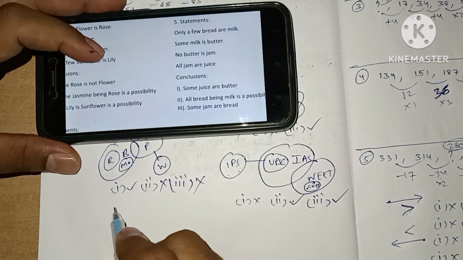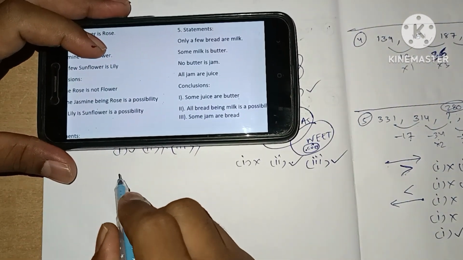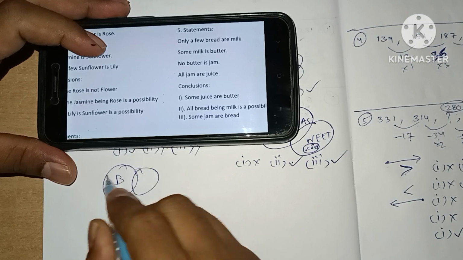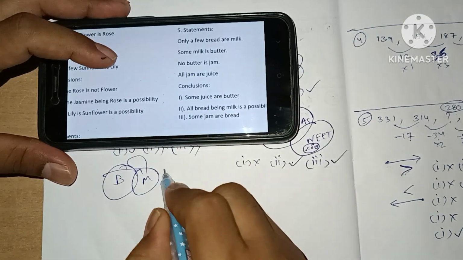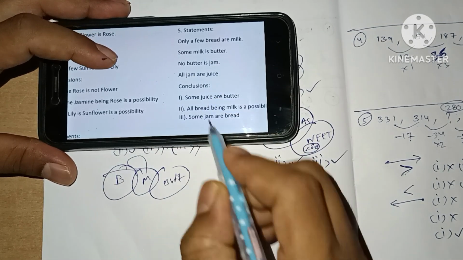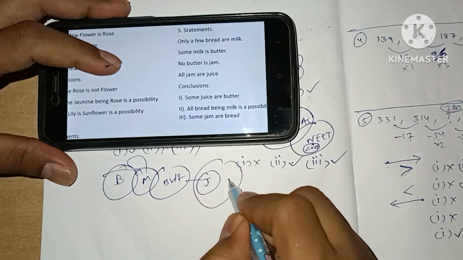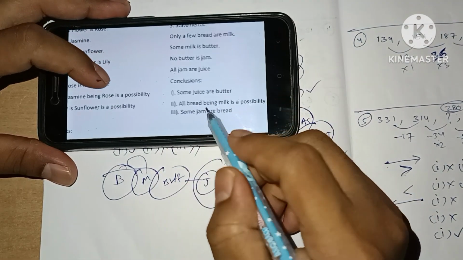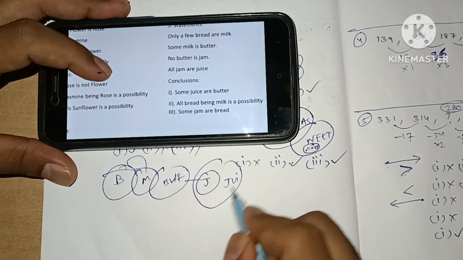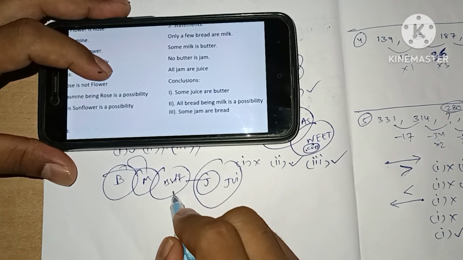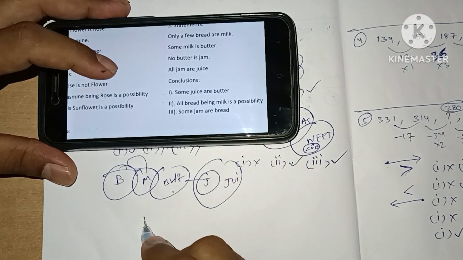Only a few bread is milk. Some milk is butter. No butter is jam. All jam are juice. Let's see conclusions. Some juice are butter. Some part of juice is sharing with butter. No. First conclusion is false.